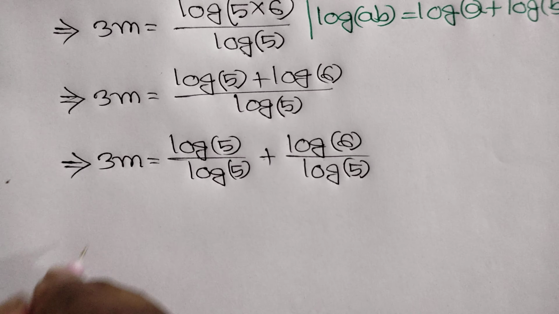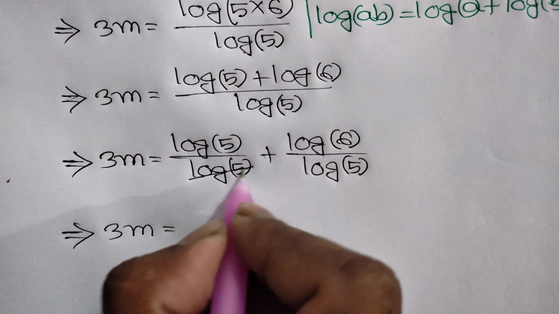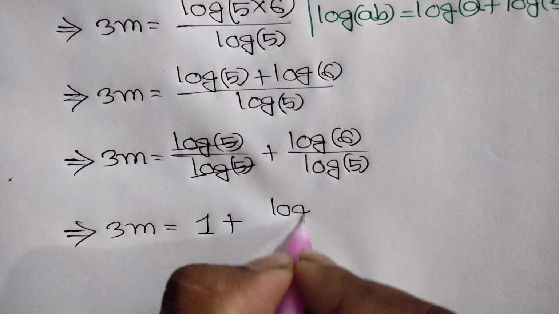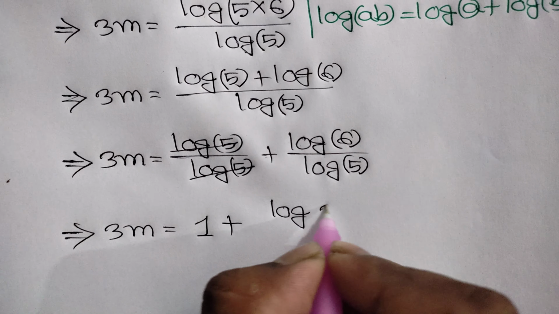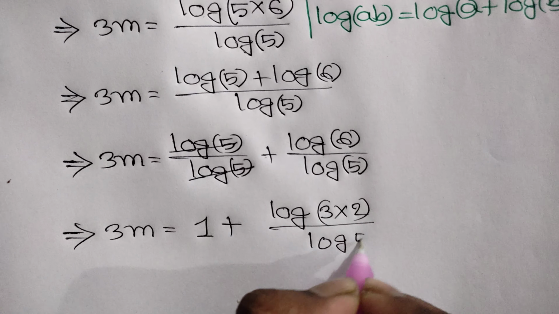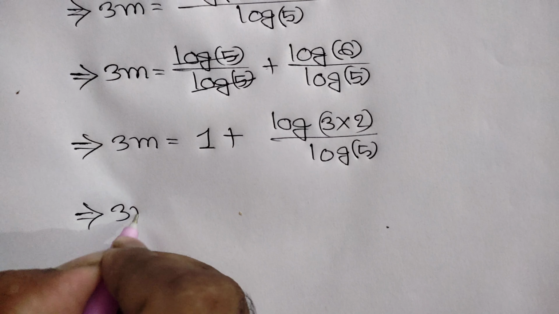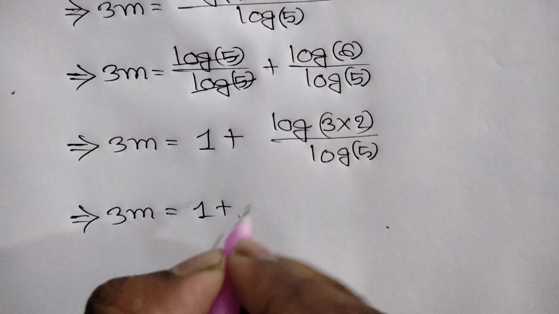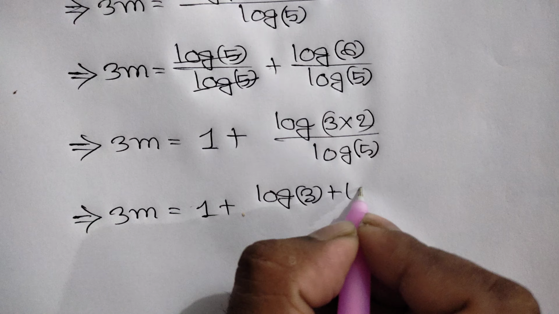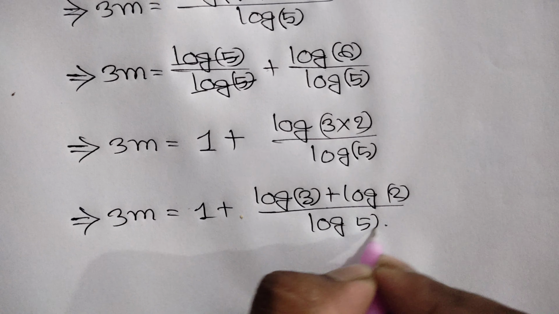Okay, so 3m is equal to, now this log of 5 cancels out this log of 5, so here we will get 1 plus log of 6, which can be written as log of 3 times 2, over log of 5. Or 3m is equal to 1 plus, now we can write here log of 3 plus log of 2 over log of 5.